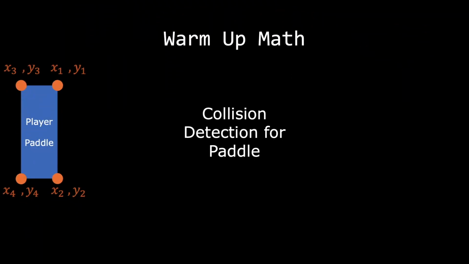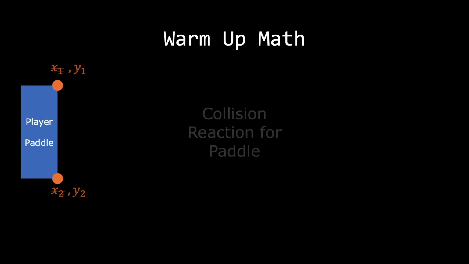In this case, let's take a look at the Warmup Map. We have 4 different points on our player paddle that we use to detect the ball collision with the player paddle. But when it comes time to reacting, all we really need are the y values along a single axis.